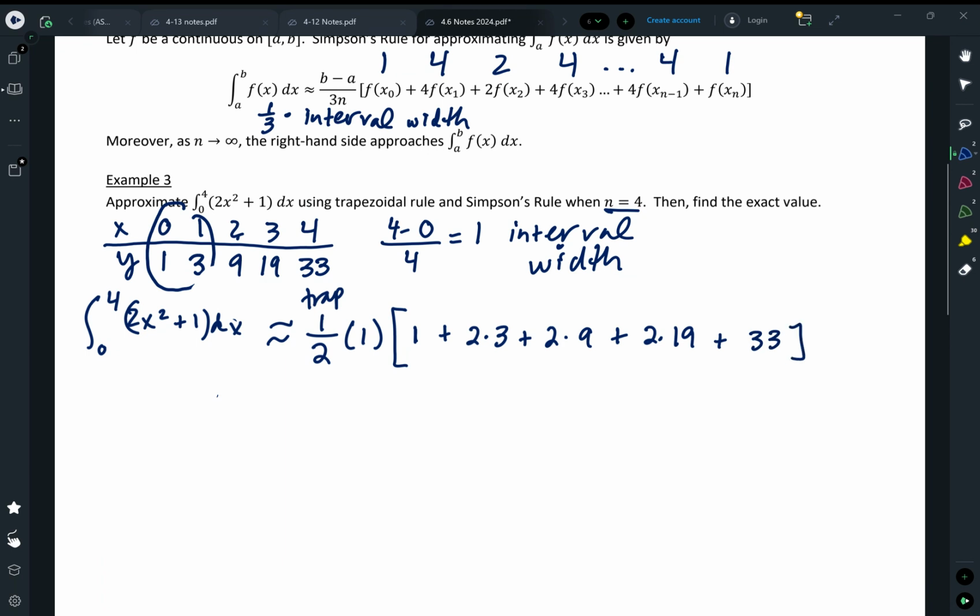So again, notice that when I write the 1 and the 33, those are my first and last y values. I use them one time, and the rest of them in the middle I am multiplying by 2 because it is a shared side. All right, then I want to go ahead and just multiply this out. So 1/2 times 1 is obviously just a half. When I add up all those values in the middle, I get 96. And half of 96 is going to be 48.